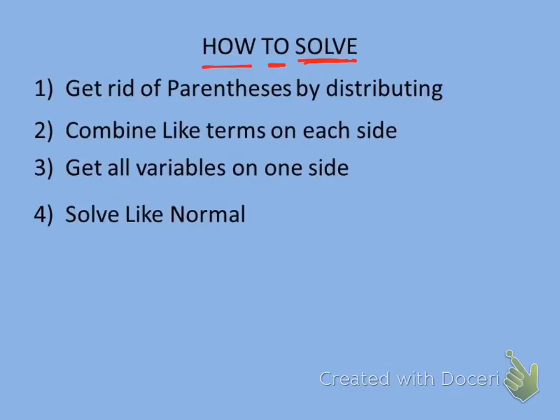Number 1, you want to get rid of the parentheses by distributing. Number 2, you want to combine your like terms. That's what we did on Thursday of last week. Number 3, you want to get your variables together on the same side. That's like we did yesterday. And then you solve like normal. Remember when we solve like normal, we undo adding and subtracting first, then we undo multiplying and dividing.